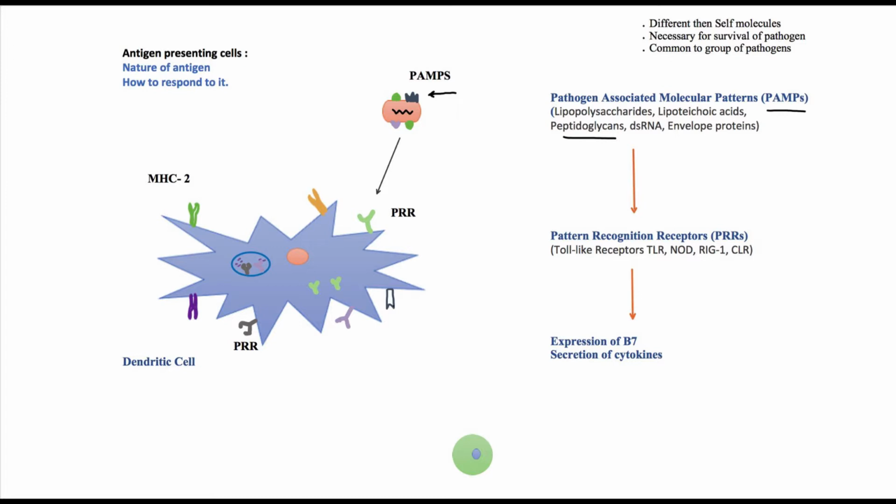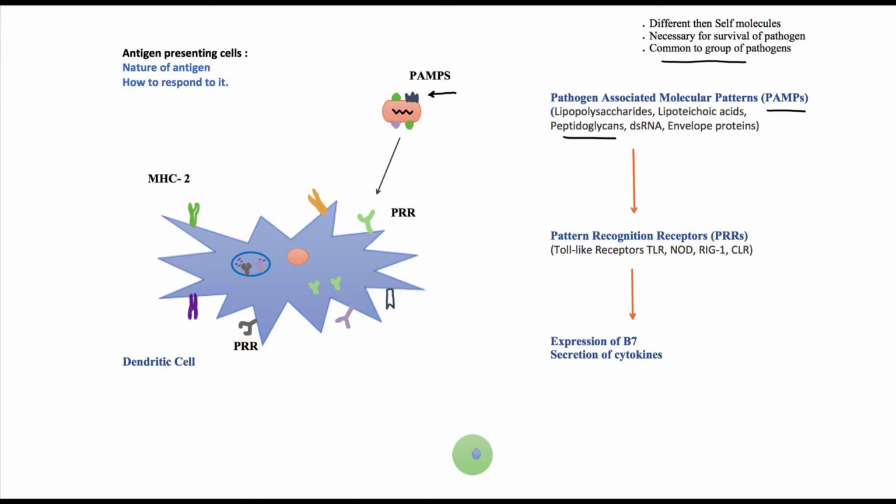Another important characteristic of these molecules is that they can be common to a group of pathogens, like lipopolysaccharides are component of cell wall of gram-negative bacteria. So whenever antigen-presenting cells come across lipopolysaccharides, they will recognize that they are dealing with a gram-negative bacteria. Similarly, other molecules will help in identification of other groups of pathogens. So it is the molecular patterns of pathogens that are identified by antigen-presenting cells.